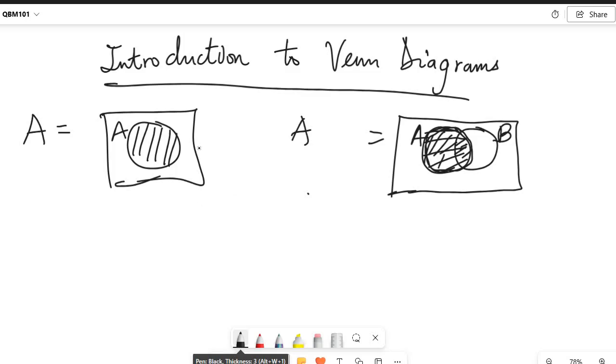So imagine you have a sample space. Imagine you have a set. I've already seen into the future that we're doing probability too, so sorry about that. So, introduction to Venn diagrams, right?